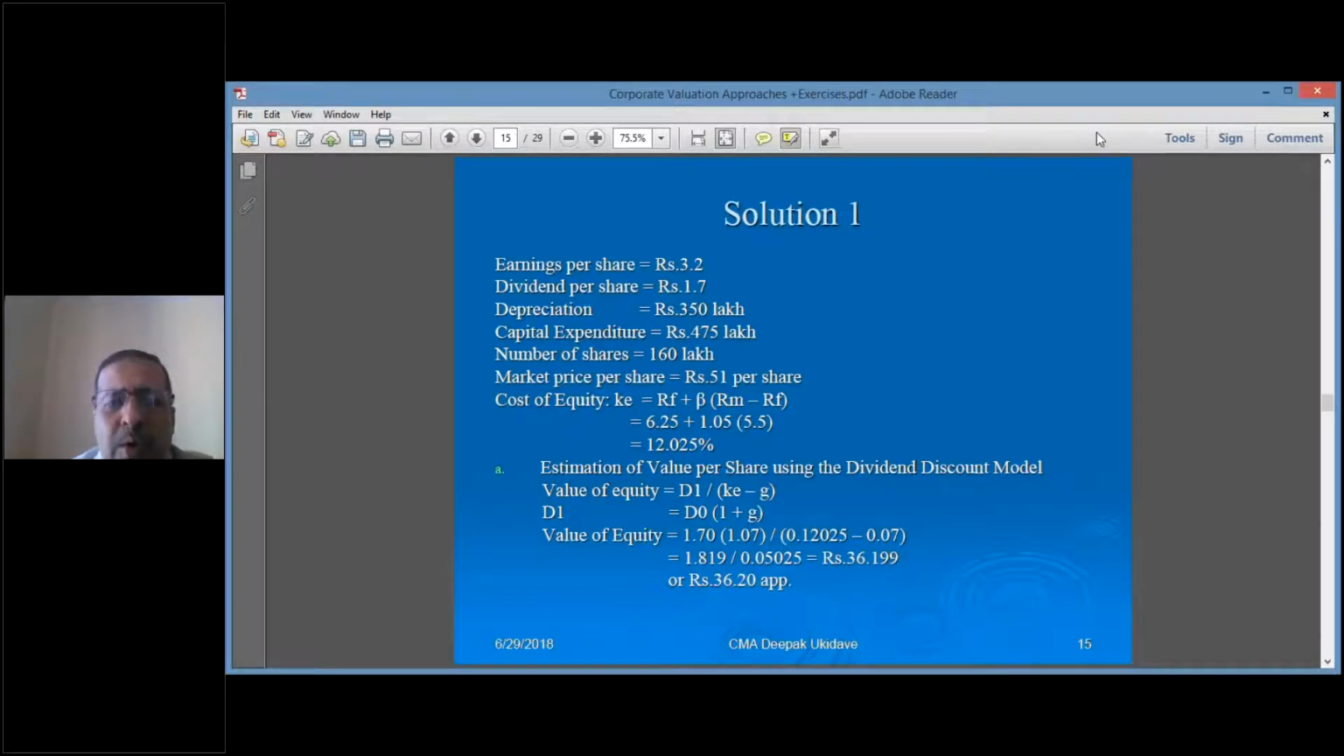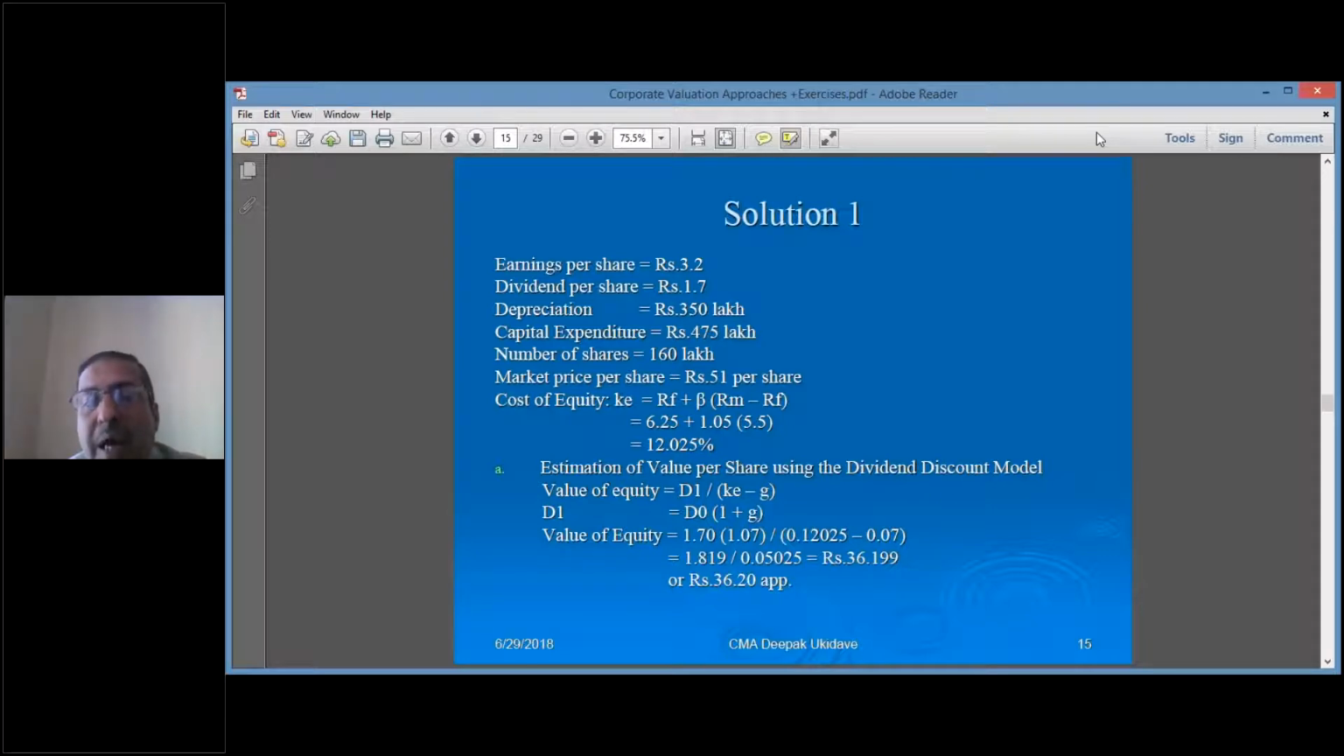ये मैं बोलने वाला कौन होता हूँ, ये फॉर्मूला मैंने थोड़ी डिजाइन किया है. RF plus beta into RM minus RF. I am not the creator of this formula. This formula is designed as per CAPM. So into bracket do write according to CAPM, capital asset pricing model. 6.25 plus 1.05 into 5.5.